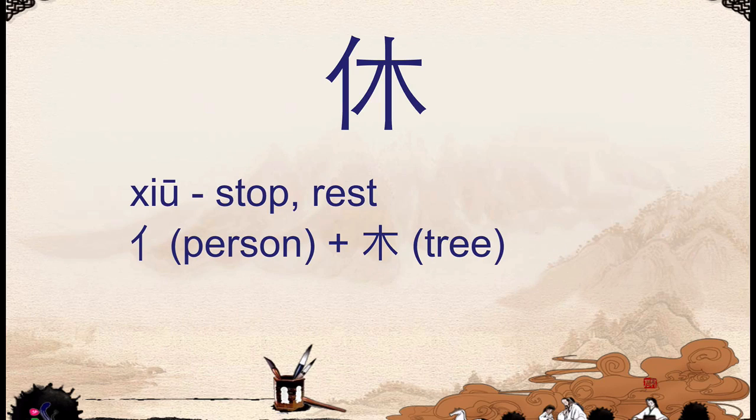Another example here, 修 means stop or rest. And the left-hand side of this character means person. The right-hand side means tree. So a person up against a tree is taking a rest. So this character 修 means rest.